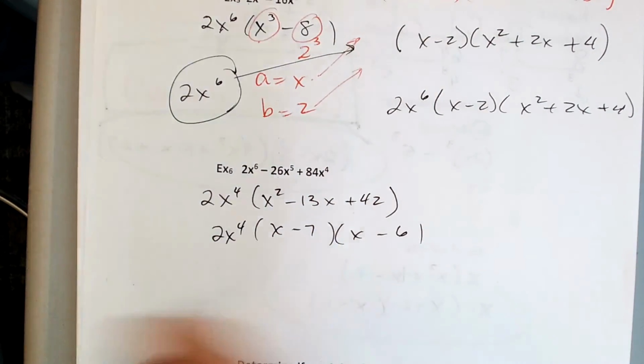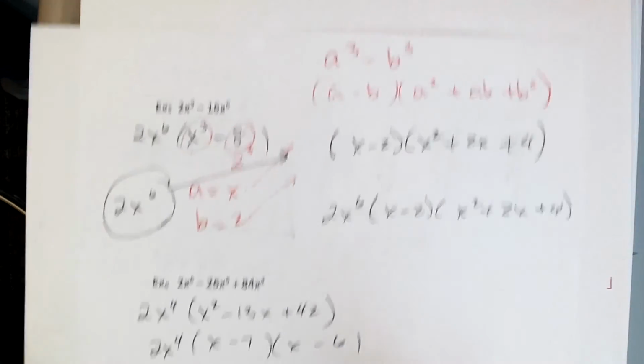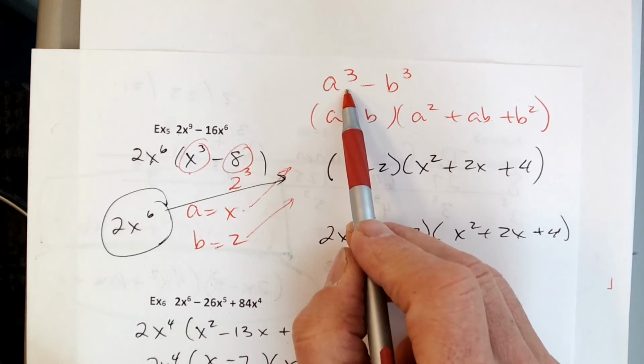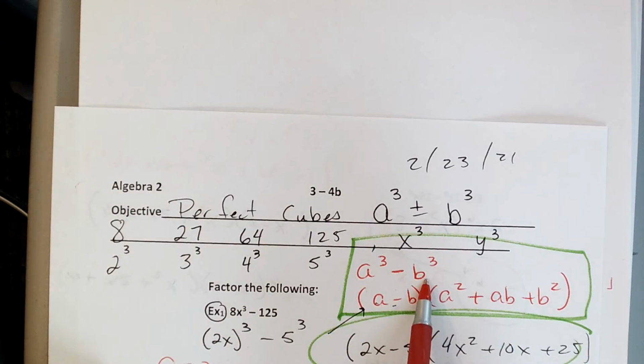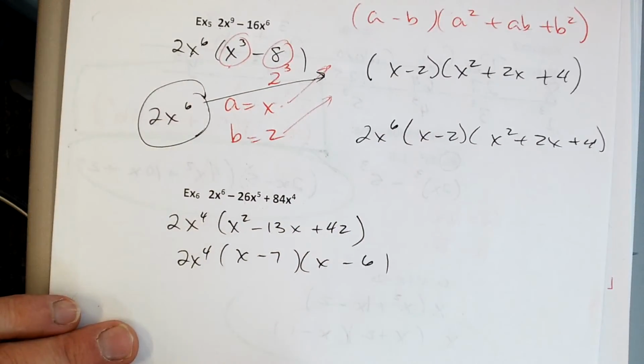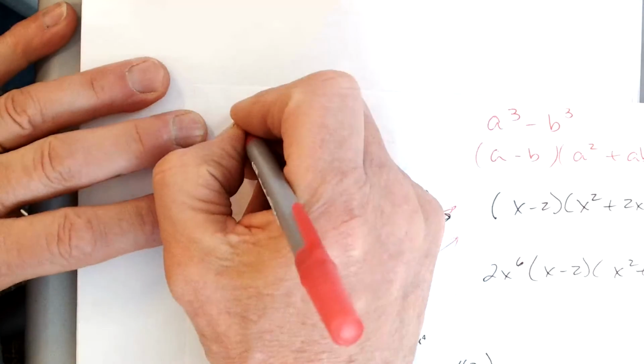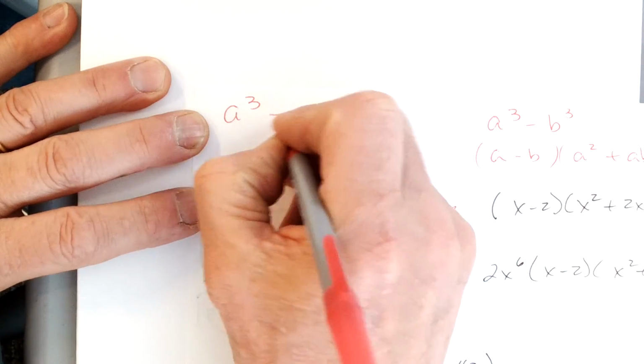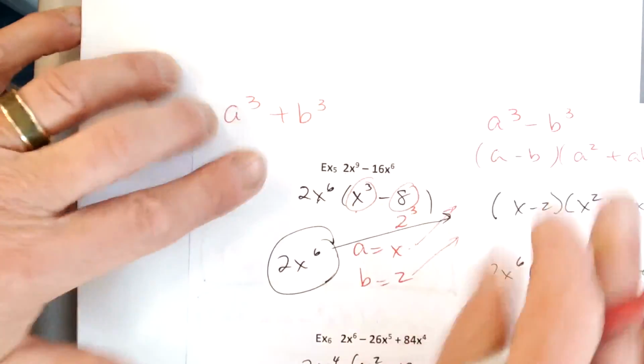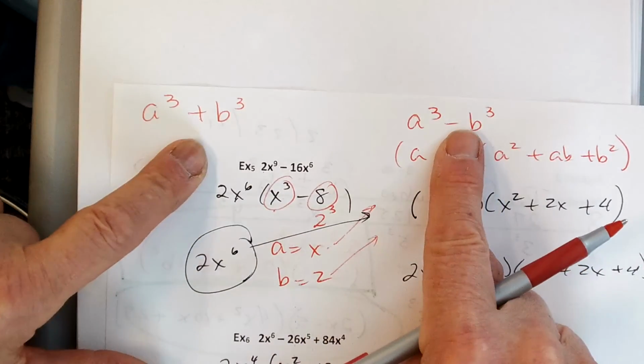Okay, now there's one more I want to give you before we do the last one. We've got this a cubed minus b cubed, right? So I also want you to add in your notes, let's add this over here: a cubed plus b cubed. The only difference is the positive negative, okay?